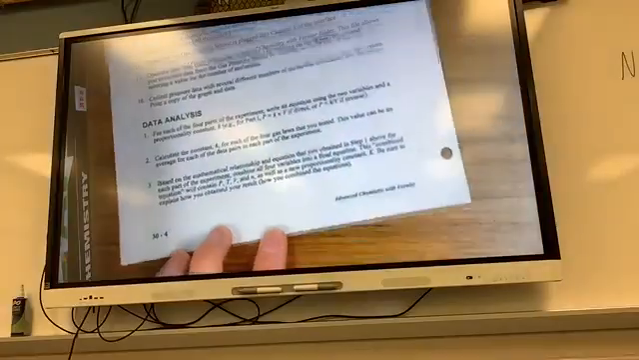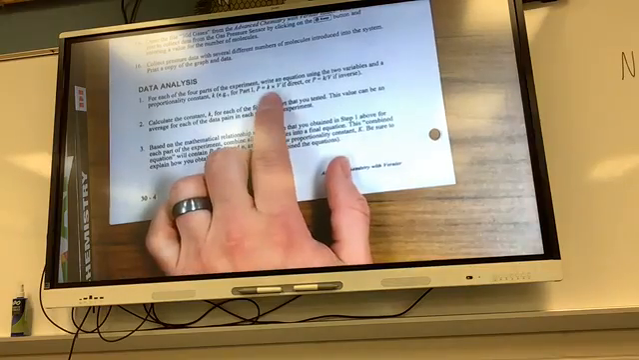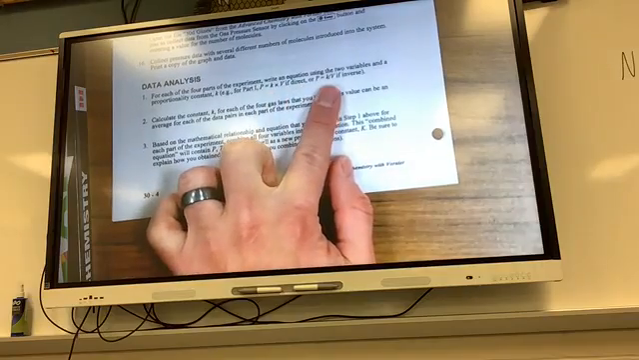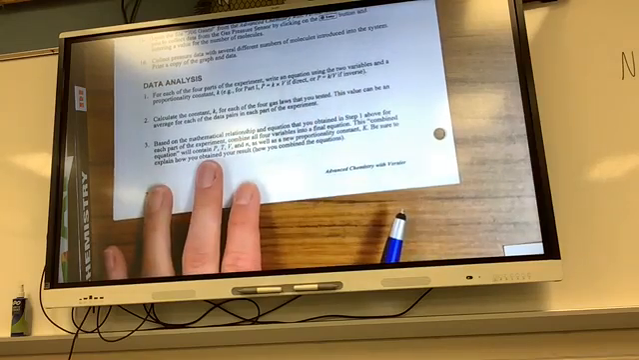This says, for each of the 4 parts of the experiment, write an equation using the 2 variables and a proportionality constant. So for part 1, P would equal K times V if direct, and P would equal K over V if inverse. What we're really doing is solving for if these are inverse or direct.